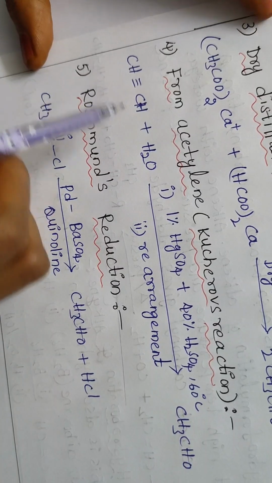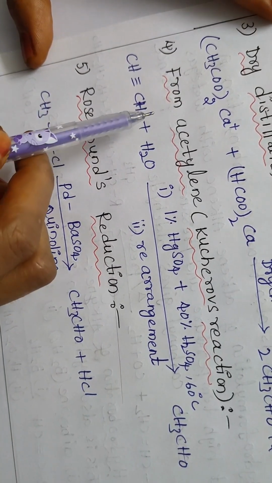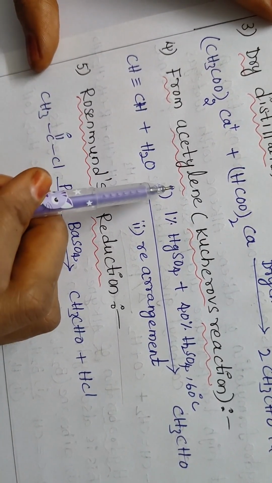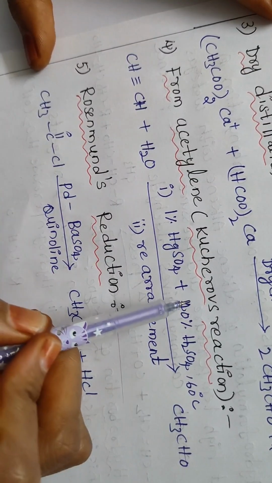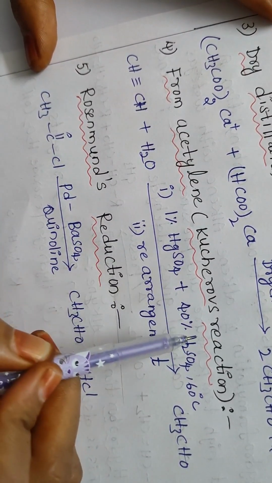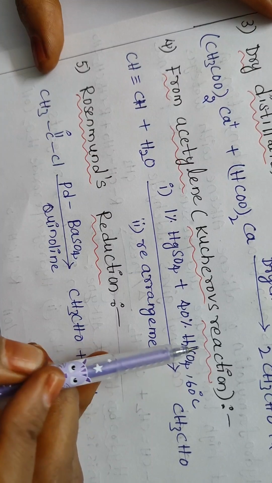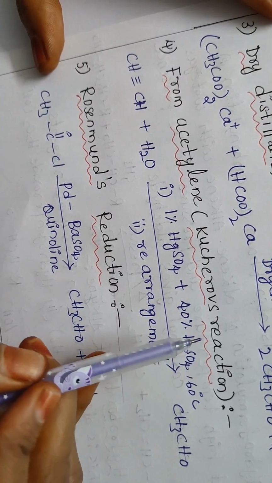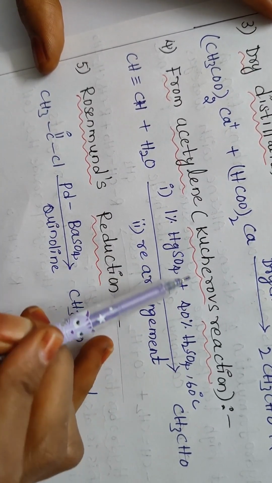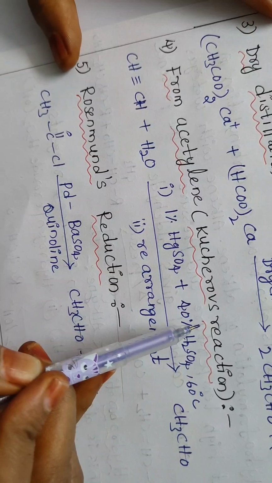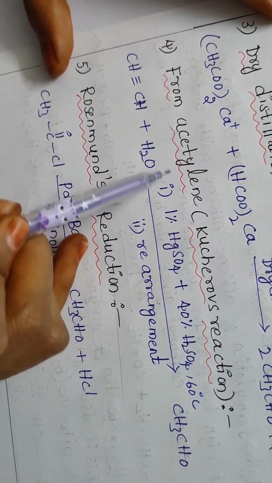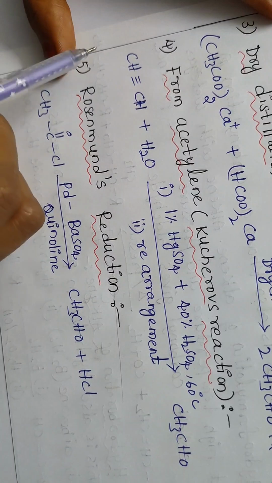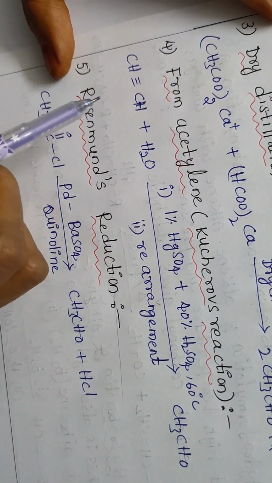Next preparation is from acetylene. Acetylene is an alkyne, no? This reaction is also called the Kucherov reaction. In the JEE and NEET examinations, questions like this are asked about the Kucherov reaction. What are the participants? Acetylene. Alkynes are participants in this reaction.